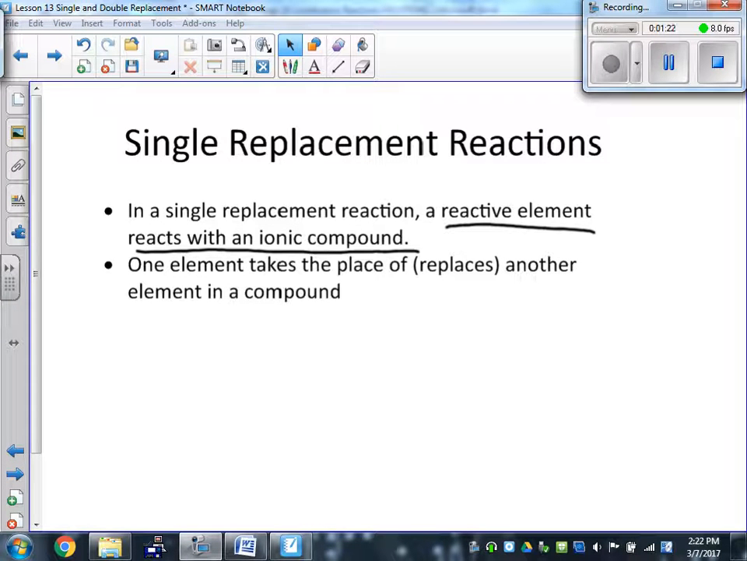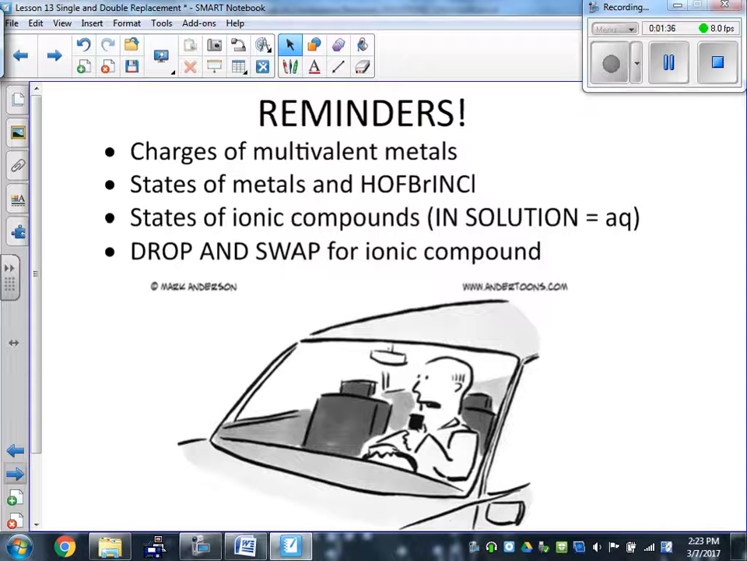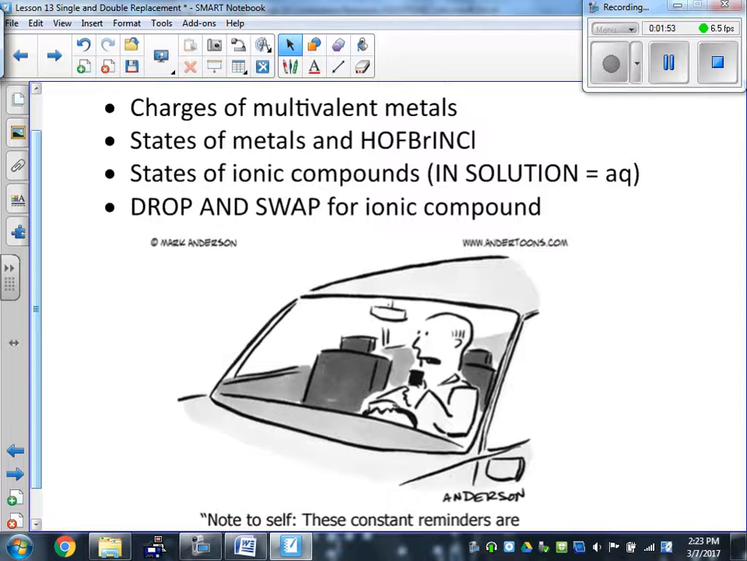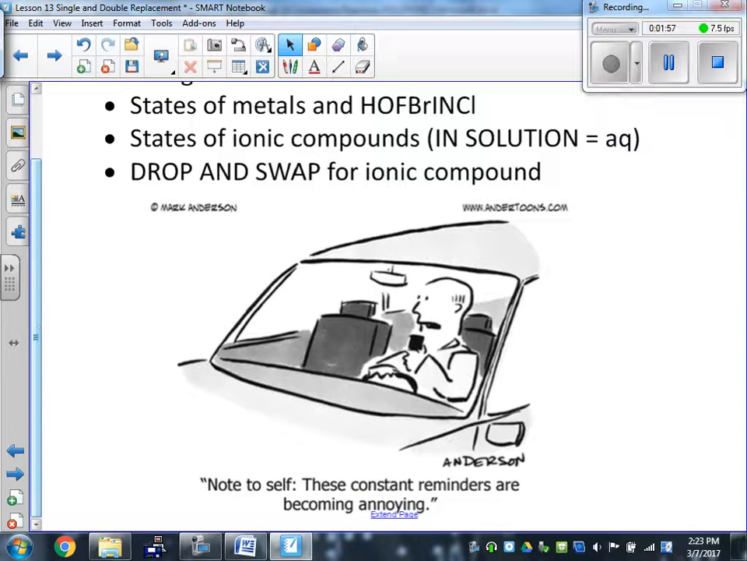An element reacts with an ionic compound. So you'll see that an element, like calcium, reacts with an ionic compound. And what we're going to do is switch the element for a different element in that compound. Just a reminder here, charges of multivalent metals. If we have metals, we need to be aware that iron comes in a 2+ and a 3+, things like that. States of metals, of course. States of an ionic compound in a solution, it's aqueous, and we're going to use some drop and swap. So don't forget that as well.